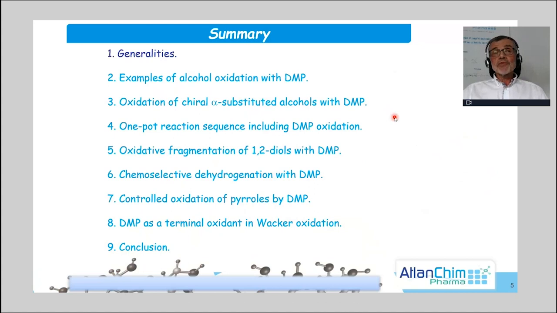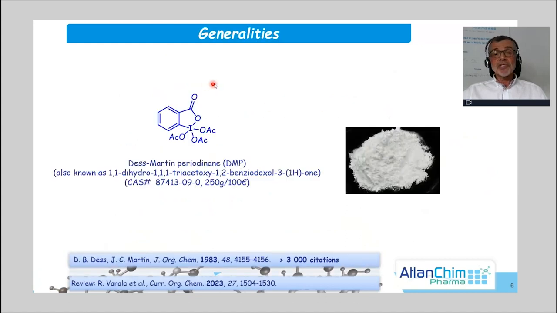A few general points about this reagent. This hypervalent iodine reagent was developed in 1983 by the two American chemists James Martin and Daniel Dess. It is a stable white powder, commercially available and quite easy to handle.